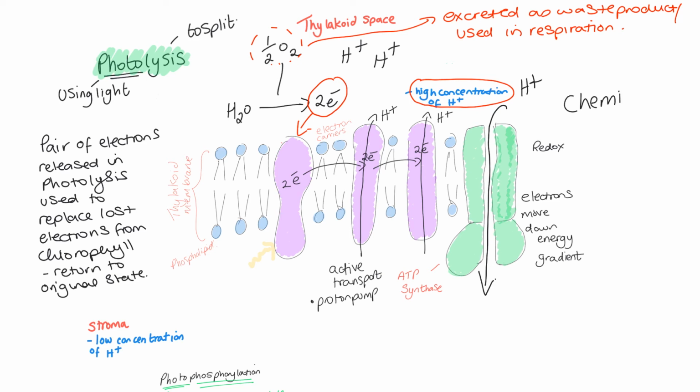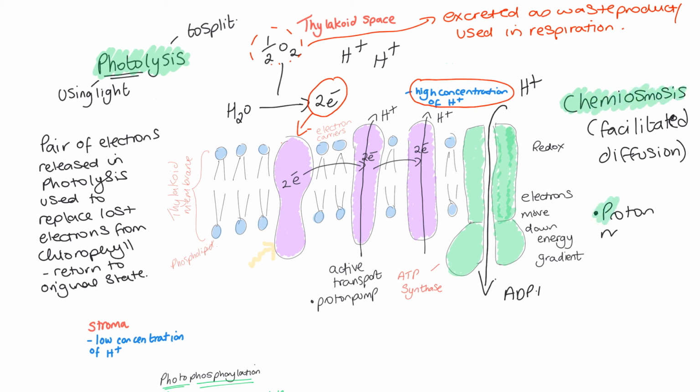As the protons move down the ATP synthase channel, this creates something called proton motive force. This causes the ATP synthase to move, to change its conformation, and as it does, it causes the ADP and the inorganic phosphate to bind together and form a molecule of ATP. The proton is released into the stroma.